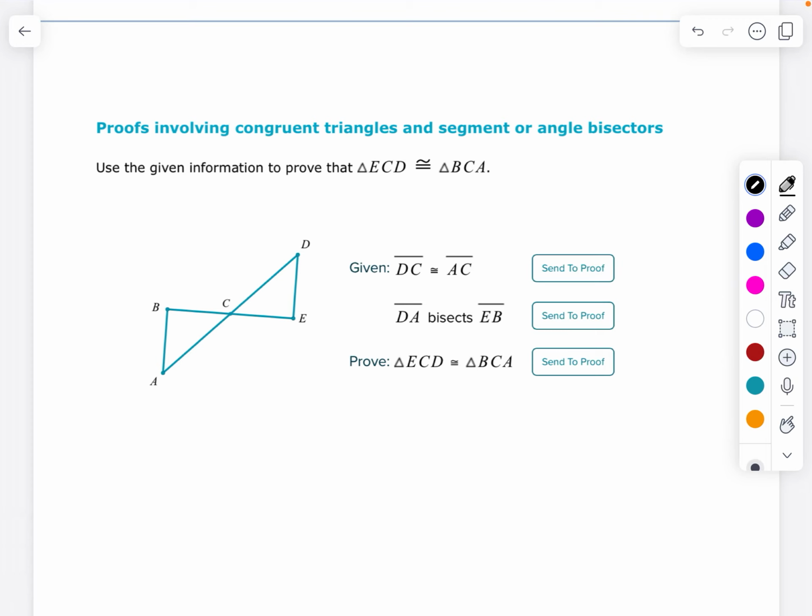All right, friends, we're getting into the harder ones here. This is a proof involving congruent triangles and segment or angle bisectors. So now they're not going to start telling us what kind of congruence theorems we're going to use, which I think is great. You guys are going to have to figure it out. But they are going to start throwing some words at us in our givens, which I also think is great. We have to start picking that apart.